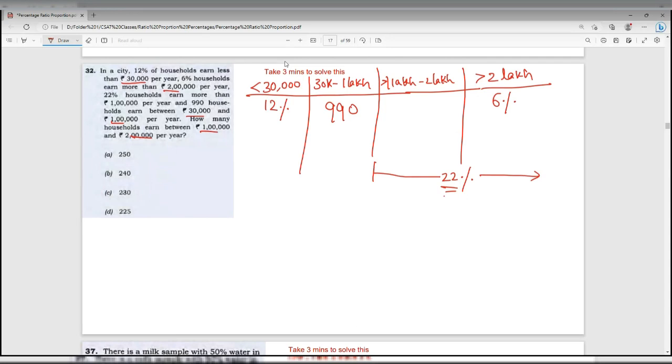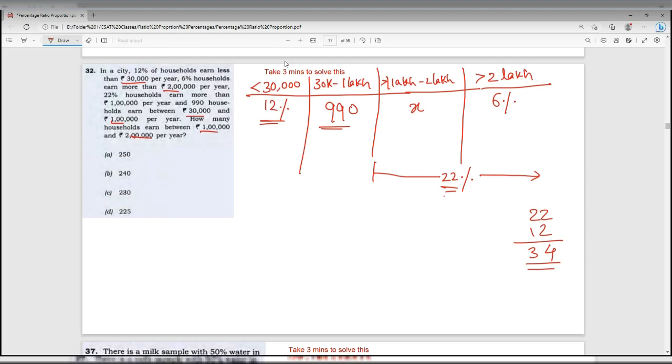And they are not asking in percentages, they are asking in numbers. So we want this X here. We have percentages here, and to convert the percentages into numbers, we have the number they have given. Combined, less than 30,000 is 12% and more than 1 lakh is 22%. So combined it is 22 plus 12, that is 34. So the remaining is 66%.